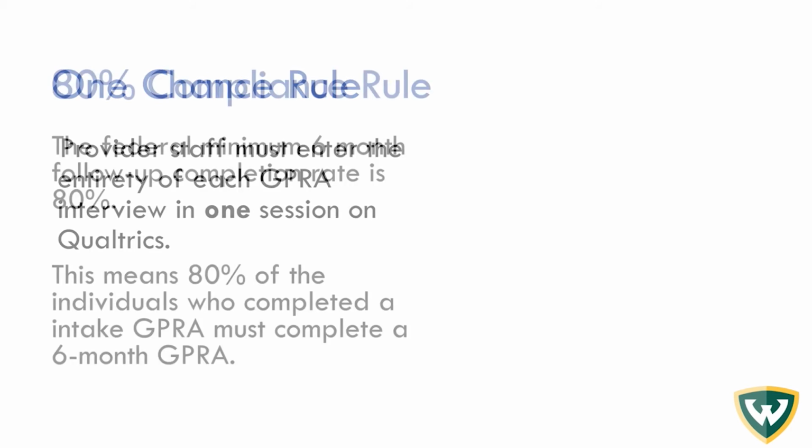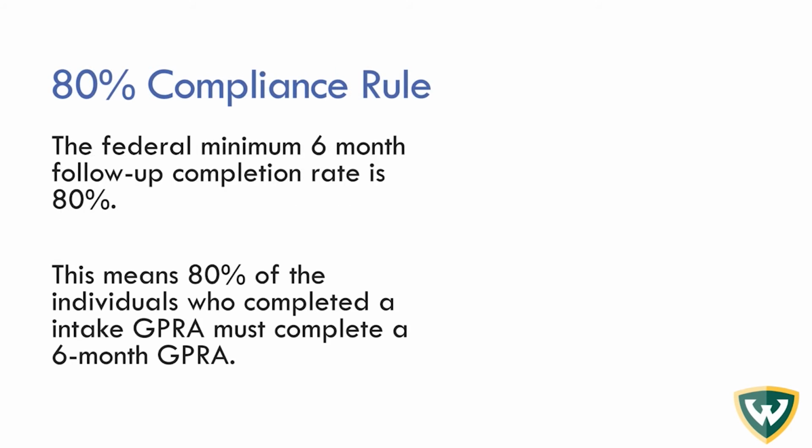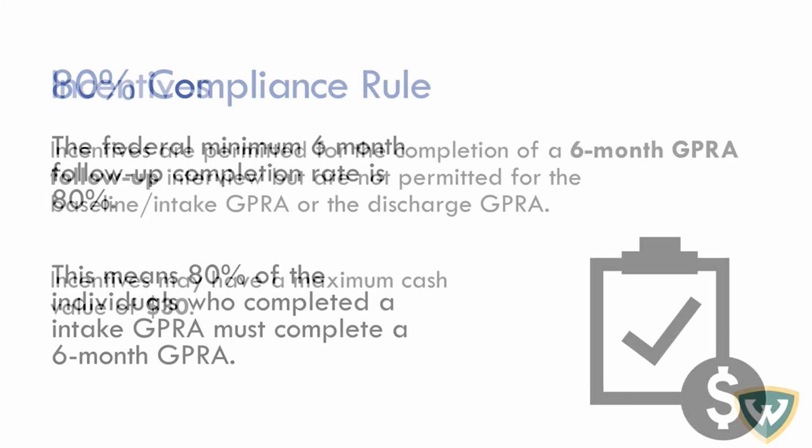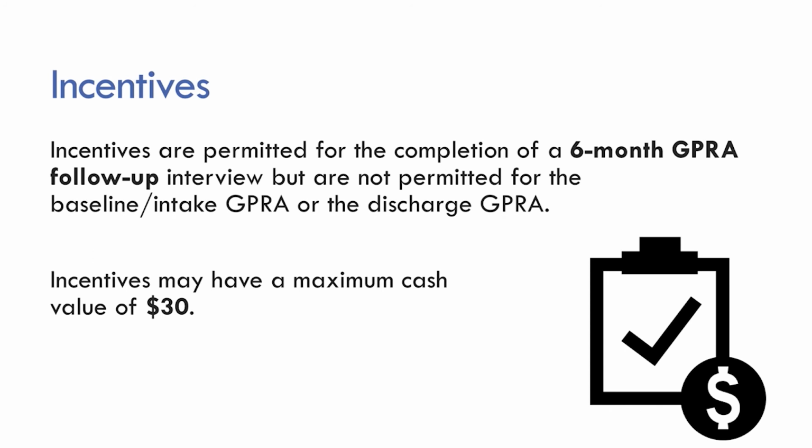To highlight the 80% compliance rule, the federal minimum 6-month follow-up completion rate is 80%. This means that 80% of the individuals who completed an intake GPRA must complete a 6-month GPRA. Incentives are permitted for the completion of a 6-month GPRA follow-up interview, but cannot be given for an intake or discharge GPRA. Incentives may have a maximum cash value of $30. Many agencies are utilizing grocery store gift cards or Amazon gift cards for incentives.